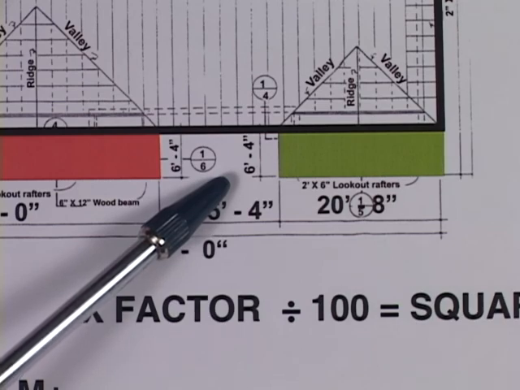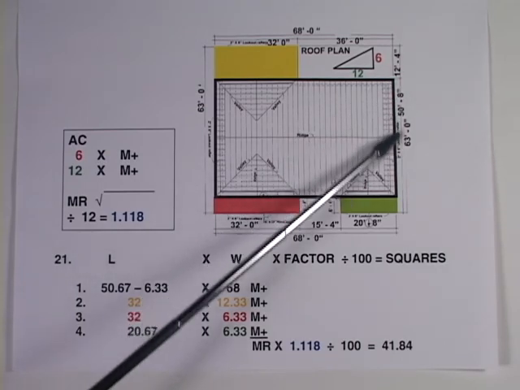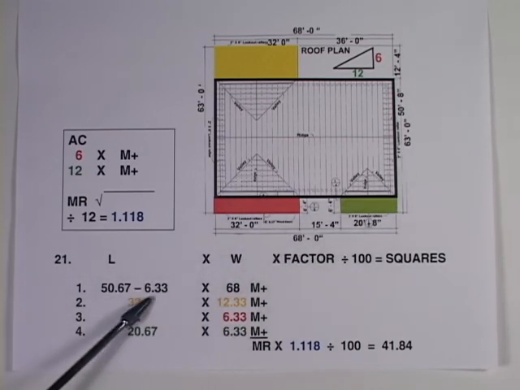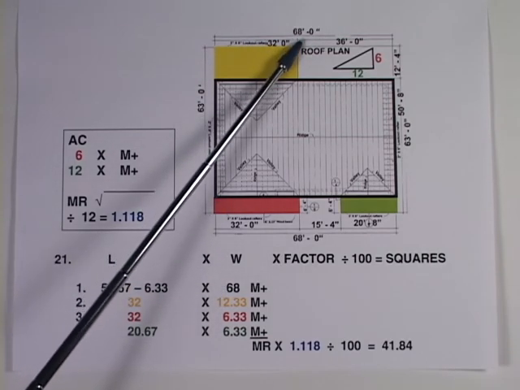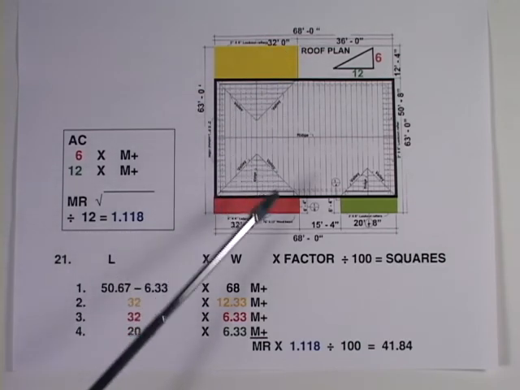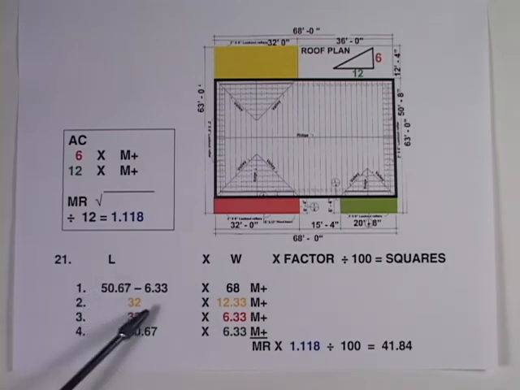That's 6.33. So we take the 50.67, the total distance, all the way out to the edge of the green, subtract the green area, which is minus 6.33. That gives us that length. We're going to multiply that times the width. How do we know the width? Look at the top of the plan. There it is. That's an easy number, thank goodness, 68 feet. It's also at the bottom of the plan, 68 feet. So 50.67 minus 6.33 times 68, memory plus. That's the big area that's highlighted in black.